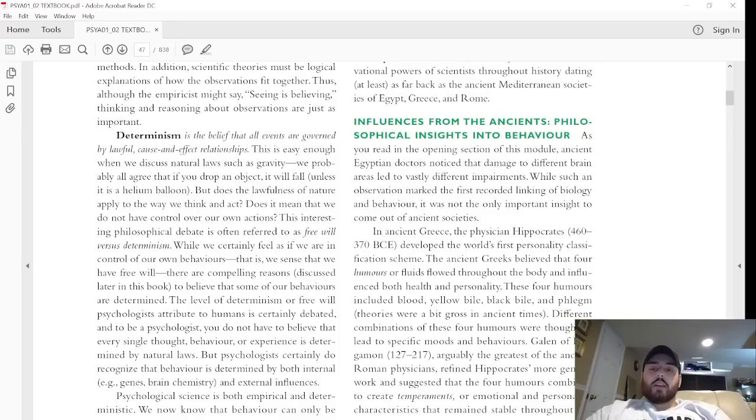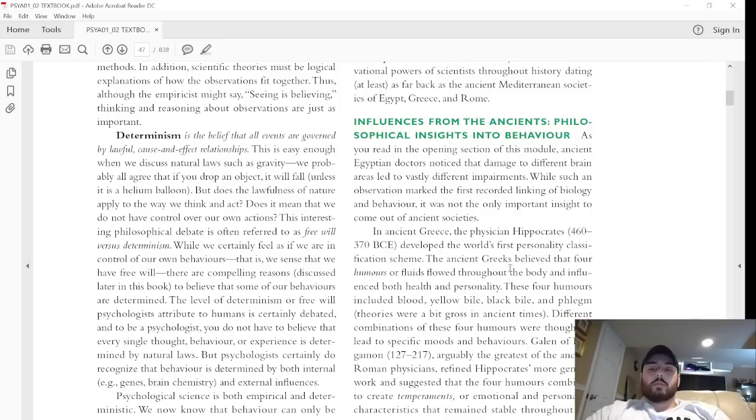So, influences from the ancient philosophical insights into behavior. As you read in the opening section of the module, ancient Egyptian doctors noticed that damage to different brain areas led to vastly different impairments. While such an observation marked the first recorded linking of biology and behavior, it was not the only important insight to come out of ancient societies. In ancient Greece, the physician Hippocrates developed the world's first personality classification scheme.